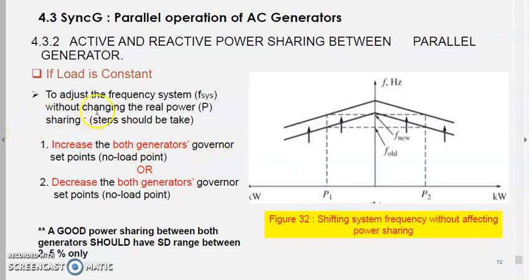And if the load is constant and we want to increase the frequency, we have to increase both governor set points, such that the new frequency will be met by both of the generators. So the power sharing is the same. P1 and P2 are the same, but only the frequency is shifted upward. Okay.